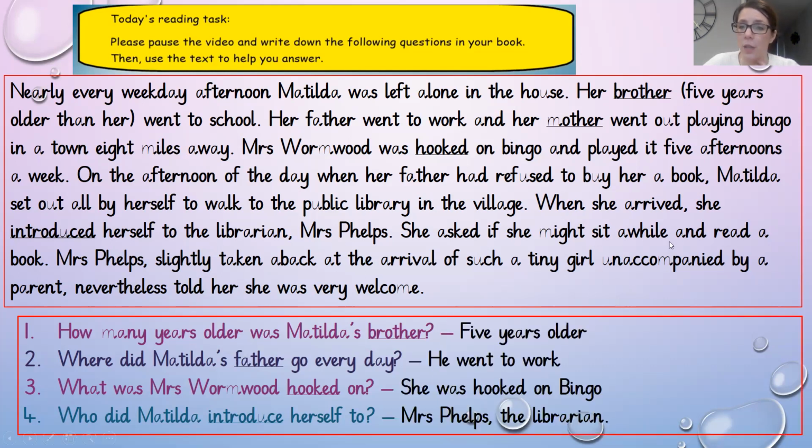Okay, so the answers to those questions, you can self-mark your work now. If you got it right, you can give yourself a tick. If it wasn't quite right, then you can fix it and write down the correct answer. So how many years older was Matilda's brother? It says in the text there that she was 5 years older. So that's the answer for that one.